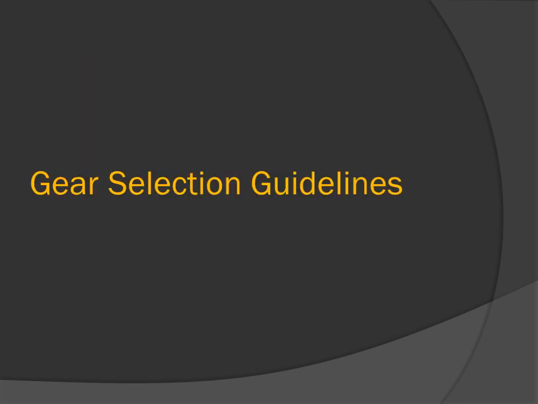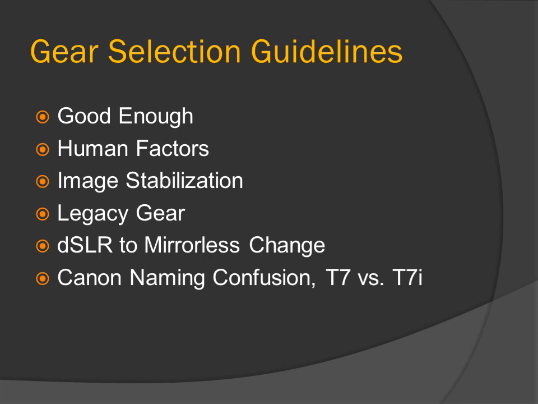Gear selection guidelines. The subjects are good enough, human factors, image stabilization, legacy gear, dSLR to mirrorless change, and Canon naming confusion: T7 versus T7i.